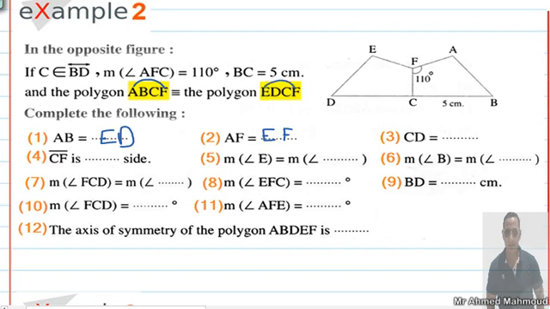The next one, CD equals what? CD equals BC. But here, am I going to write 5 centimeters or BC? Because he didn't write centimeters, I am going to write CB. If you wrote equals 5 centimeters, it's okay. Okay, the length of CF is what side? CF here is called the common side.